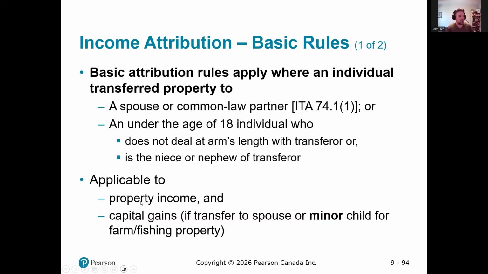It applies to the property income that the ownership confers. Shares get dividends, bonds and mortgages get interest. So if I take this property and transfer it to them, the income that's earned from it applies the income attribution. If they in turn have capital gains, that might also be attributed to my income as well, if transferred to a spouse or minor child.